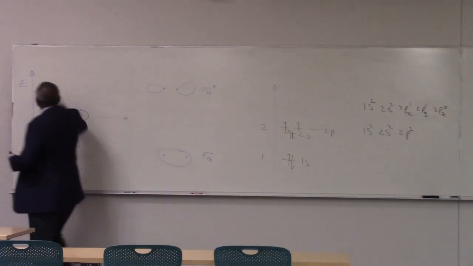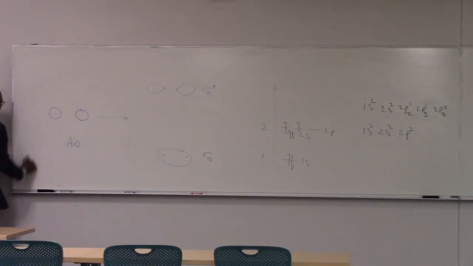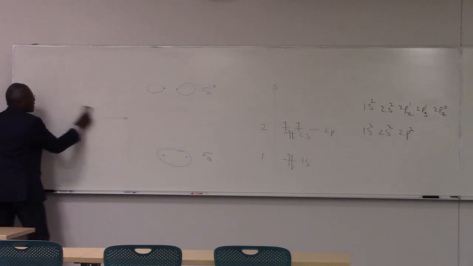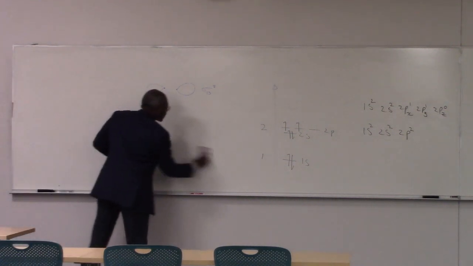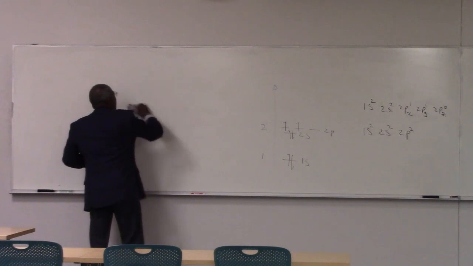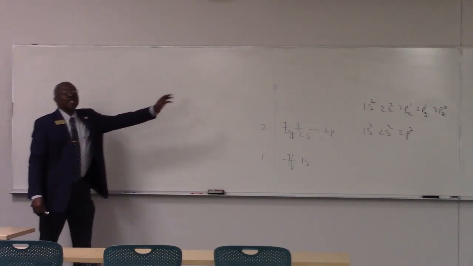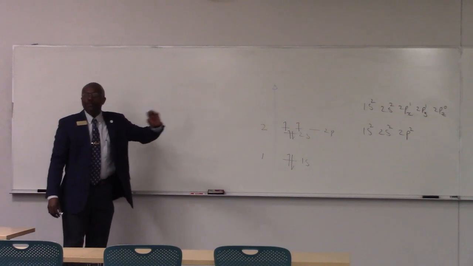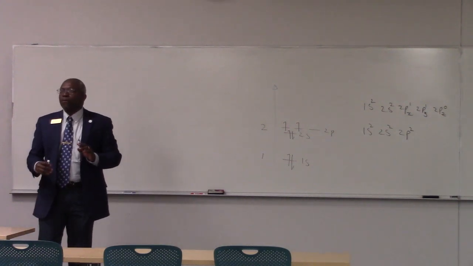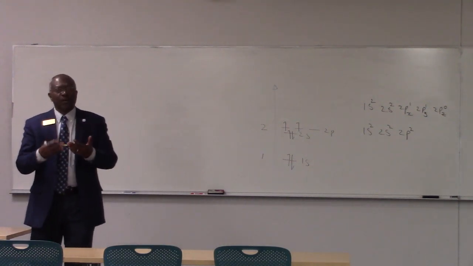So what we're going to do is look at some of the hydrocarbons that carbon forms, and we're going to see how the formation of those hydrocarbons is linked to the electronic configuration of carbon.